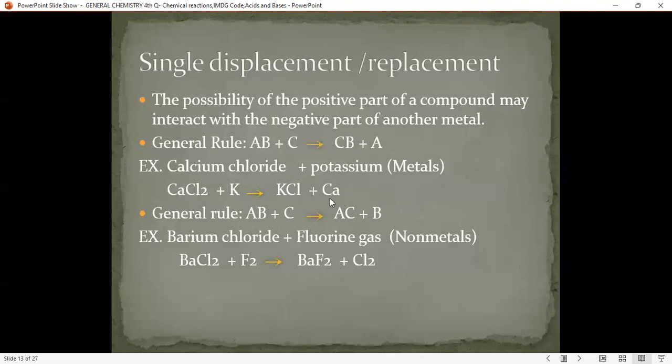Joke lang. All right, so let's continue with the general rule for non-metals.